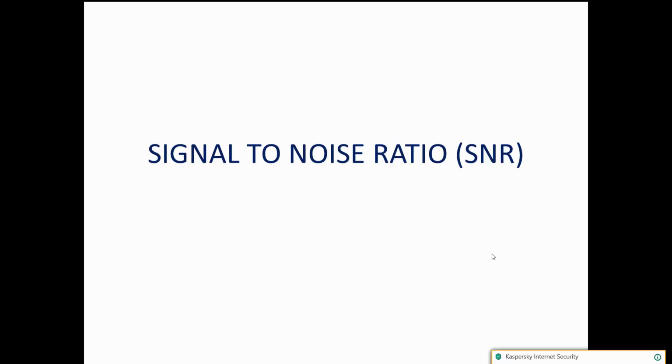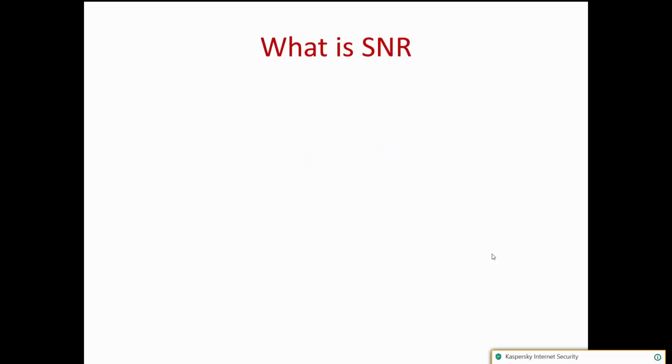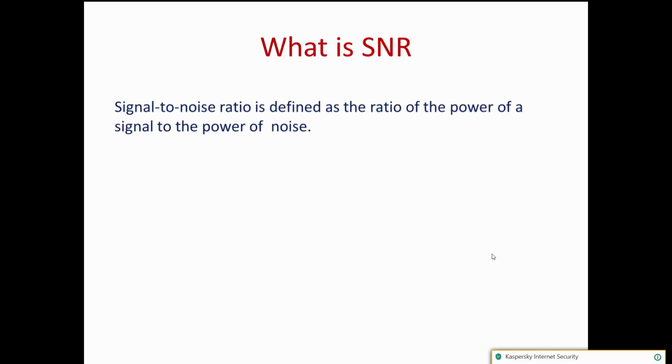Hi everyone, in this video let me discuss signal to noise ratio and later I'll show you Python code on how to add noise to a signal based on signal to noise ratio. What is signal to noise ratio? That is SNR. Signal to noise ratio is defined as the ratio of power of a signal to power of noise.